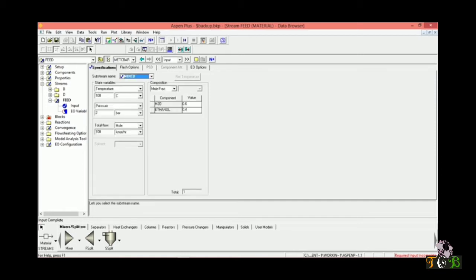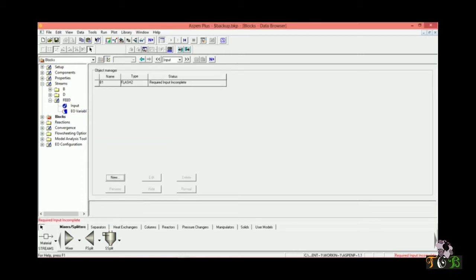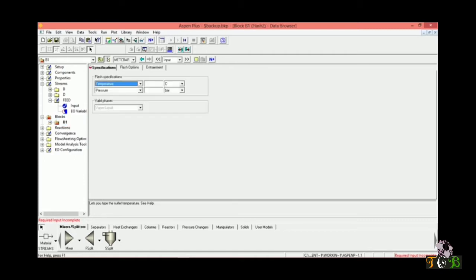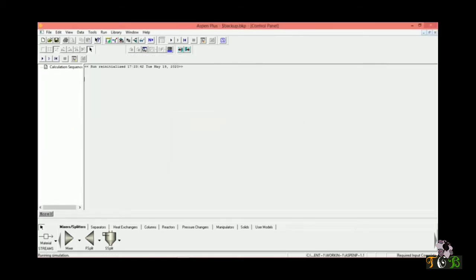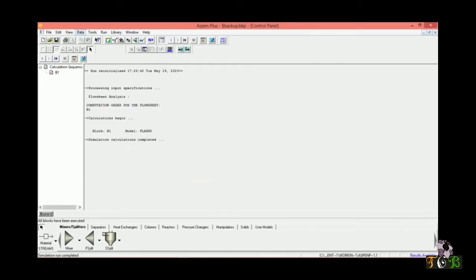Okay, now let's go to our block. So let's go to our flash drum. Okay, so this is the window for our flash drum, and here I'm going to assume that there is no change in temperature, and the pressure is now reduced to 1.5 bar. So initially we had 2 bar, and now it's 1.5 bar. Now let's see what we get. So I have started the simulation, and let's see the results.